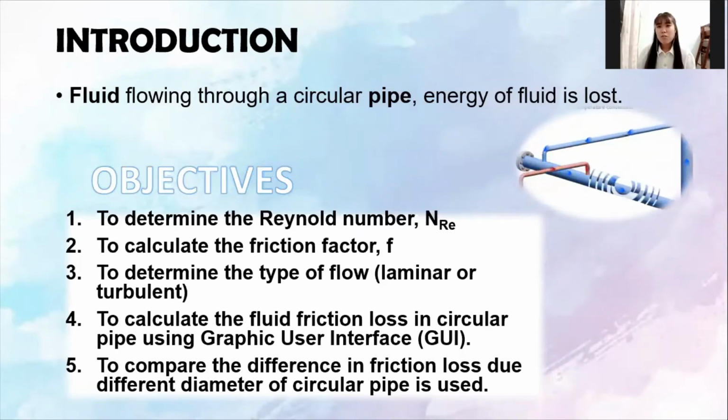First is to determine the Reynolds number. Second is to calculate the friction factor. Third is to determine the type of flow, whether it's laminar or turbulent. And then to calculate the fluid friction loss in a circular pipe using GUI. And lastly, to compare the difference in friction loss when different diameters of circular pipe are used.